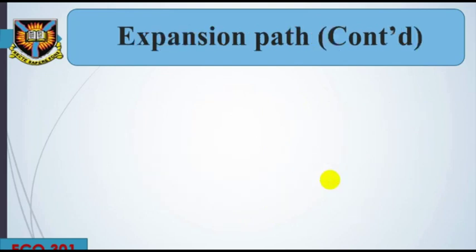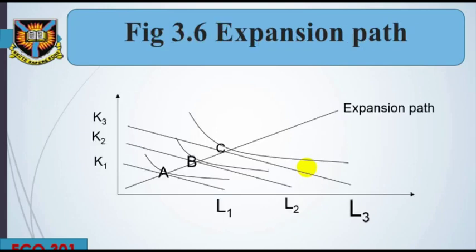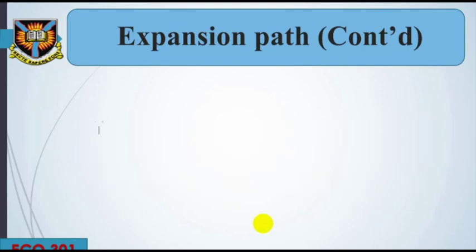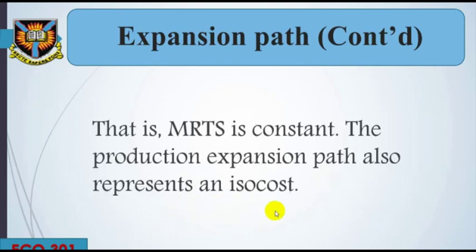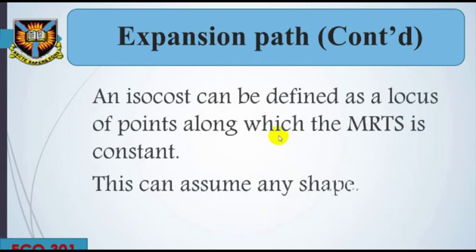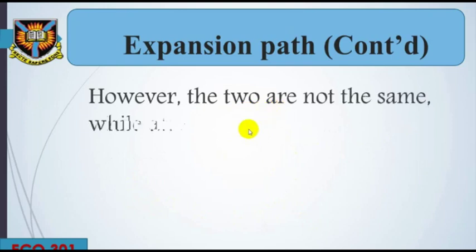At points A, B, and C, the rate at which a firm substitutes one factor input for another is constant. That is, MRTS is constant. The production expansion path also represents an isocline. An isocline can be defined as a locus of points along which the MRTS is constant. This can assume any shape. However, the two are not the same.